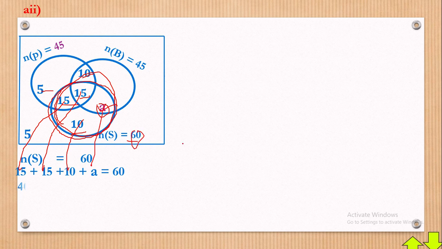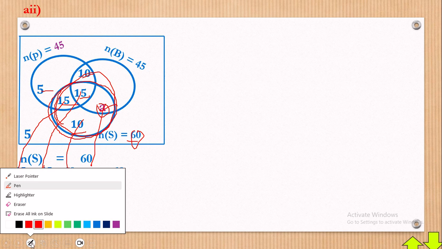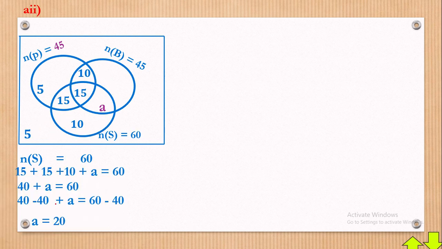Let's see again that we can get the value of A. When we get the sum of this plus that, we get 40. Then we shall see what's the value of A. The additive inverse will give us A is equal to 20. Alright, so you have the value of A, then we can proceed. So we have put our 20 in green. It's here. We have put our 20 in green.